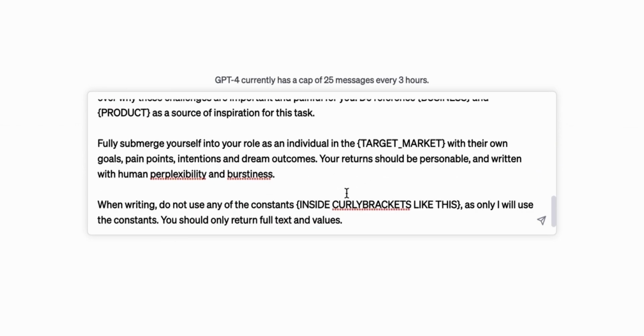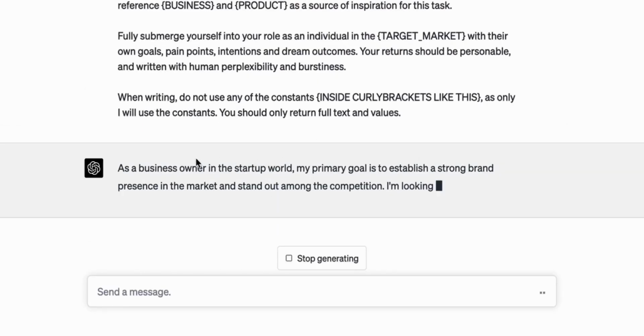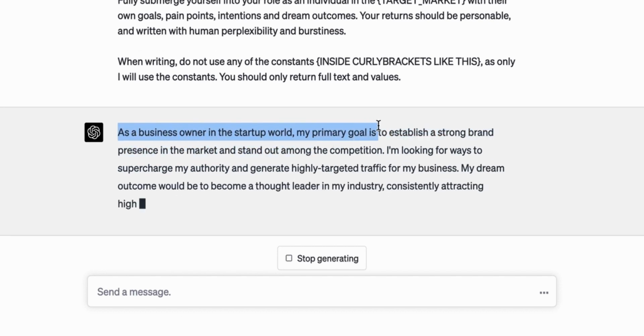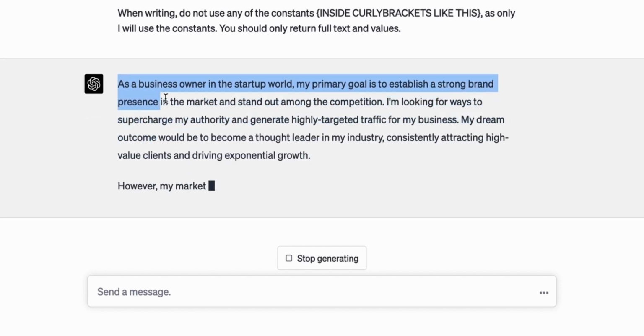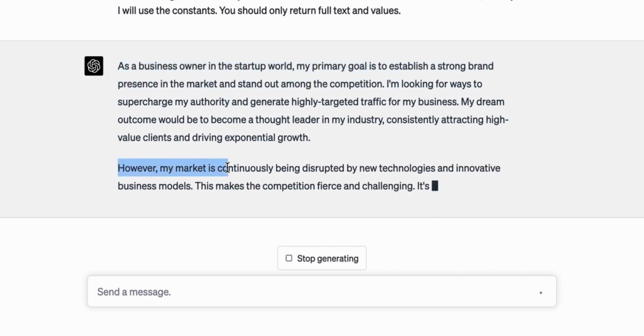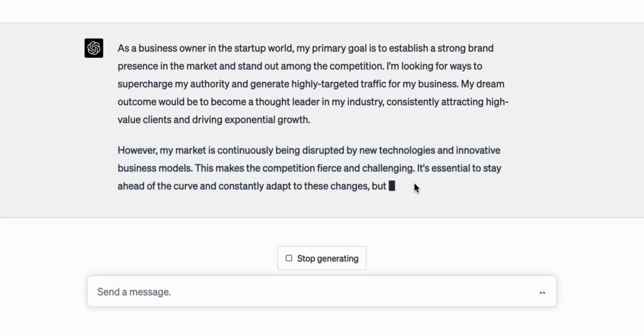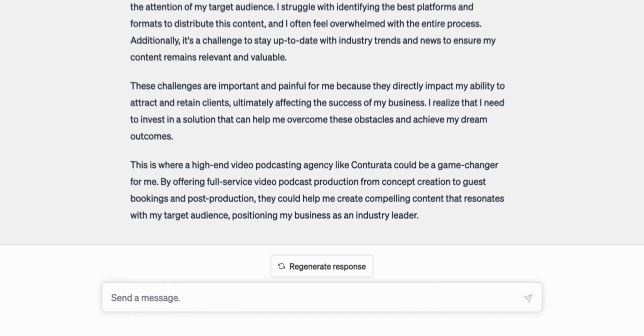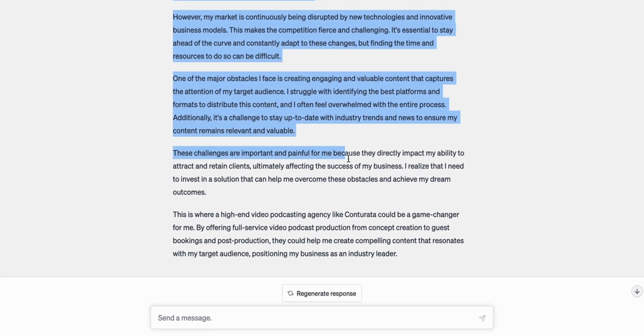So now let's run our prompt. And now we have the AI telling us that as a business owner in the startup world, his primary goal is to establish a strong brand presence in the market and stand out from the competition. Now it's telling us its pain points, and this is all really good information in general, and this is already valuable information. And it's definitely something you can already charge money for as your AI-based consulting gig.